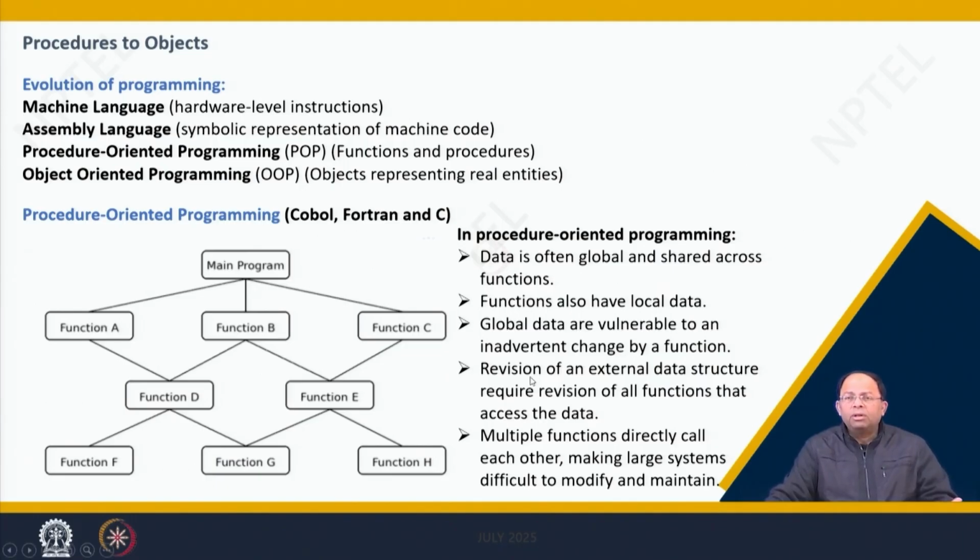And then if you want to revise the data structure, that means instead there is a list and you want to change that list, right? So what happens is when you do that, you need to check every function to see if there needs to be any change to handle that particular change in that data structure. So again, multiple functions directly call each other, making large systems very difficult to modify and maintain, because you have to track the movement of data, track the procedures that you have written, what changes are happening. So that needed to be simplified.